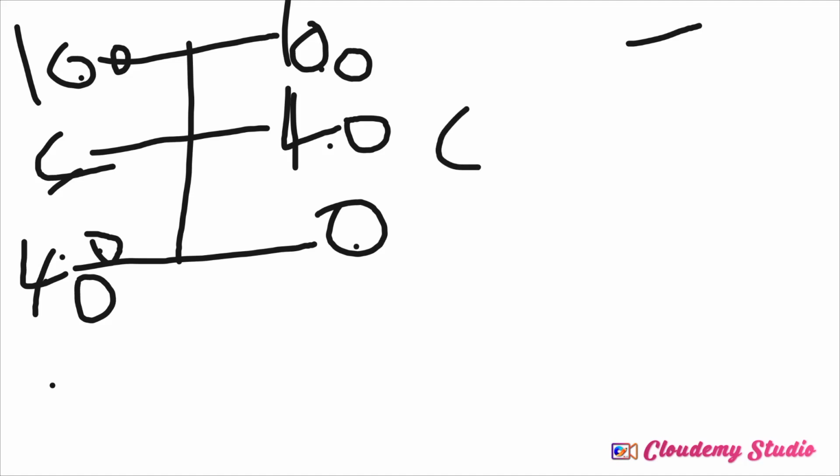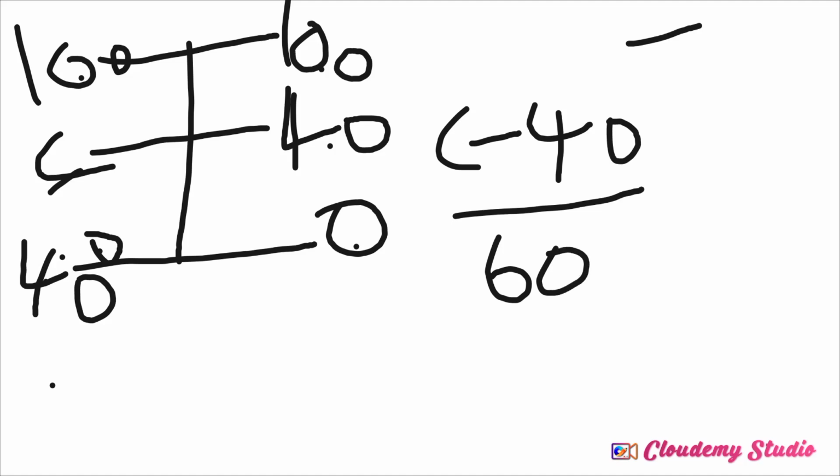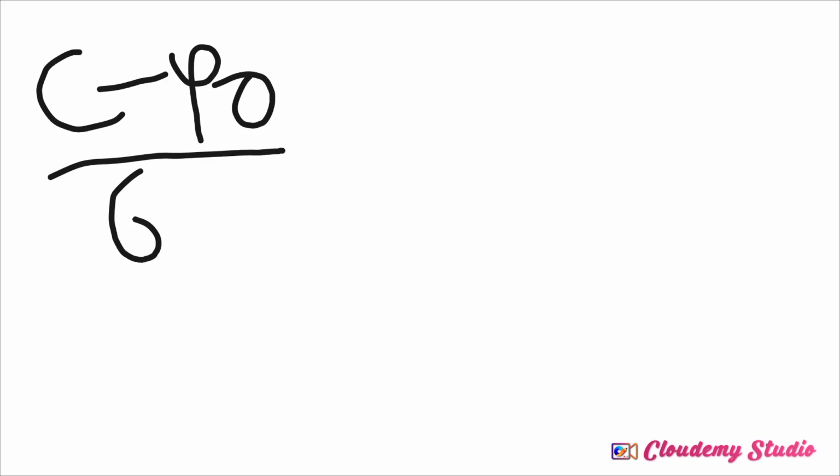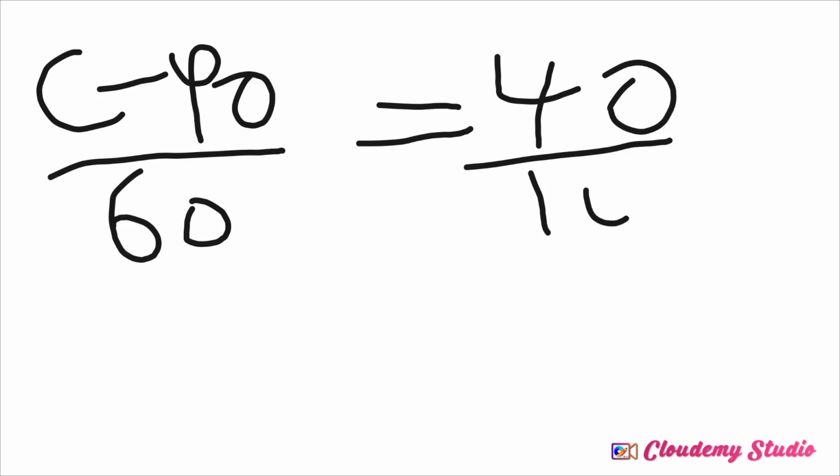That will be C minus 40 over 60. Why did I get the 60? 100 minus 40. That is equal to 40 over 100. Why did you get the 100? This minus this, just the same way we did this. So we are just basically going to equate them. Let me take it to a new page. So we have C minus 40 over 60 equals 40 over 100.